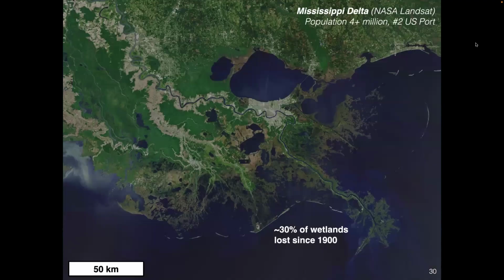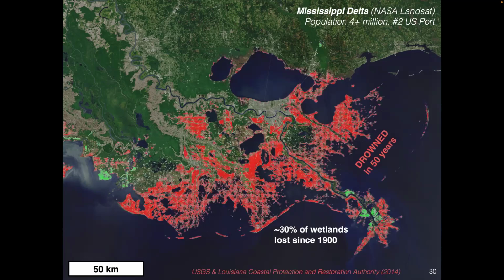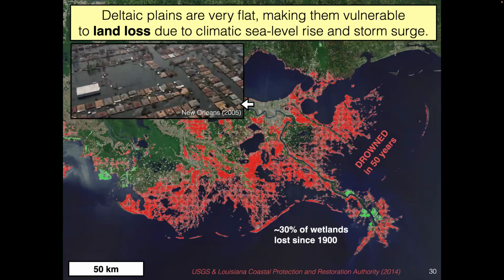For motivation, I'm showing you this image of the Mississippi River Delta, where approximately 30% of the coastal wetlands have been lost since 1900. And even more is expected to be lost in the coming years. A big part of this is because deltas are really flat landscapes. So you raise sea level a little bit, or you have a storm surge, and it can inundate huge swaths of land.